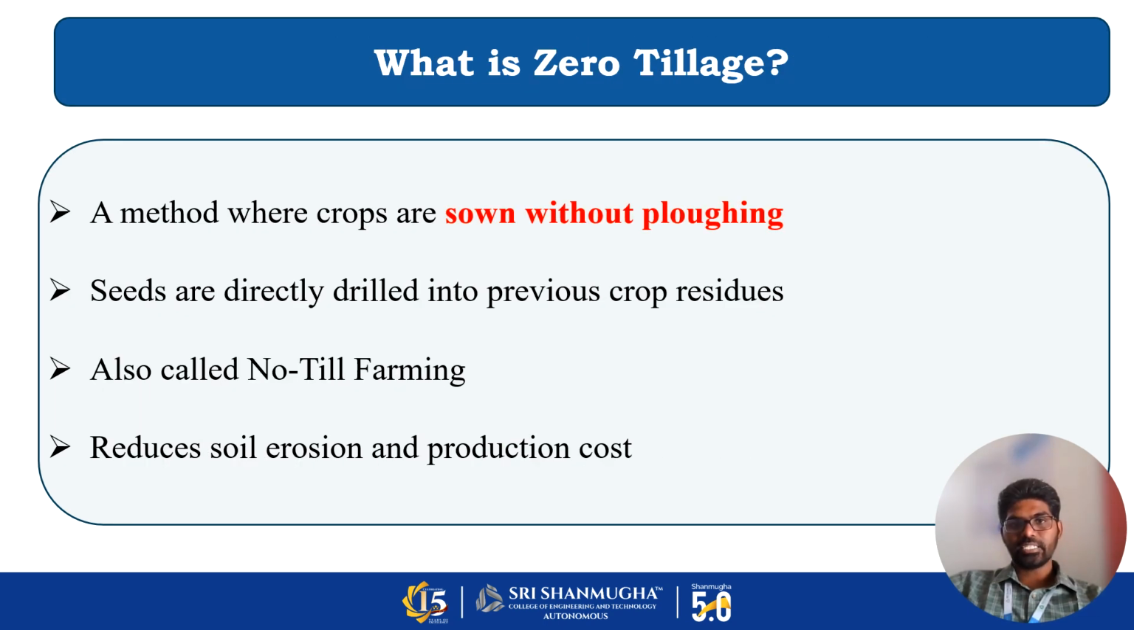Next, what is zero tillage? Zero tillage is nothing but cultivating crops without plowing. It is a method where crops are sown without plowing, and the seeds are directly drilled into the previous crop residues. This is also called no-till farming. Zero tillage helps in reducing soil erosion, increasing productivity, and reducing the cost of cultivation.